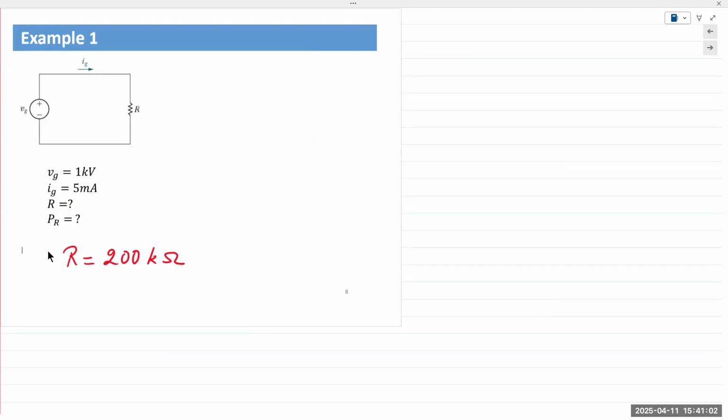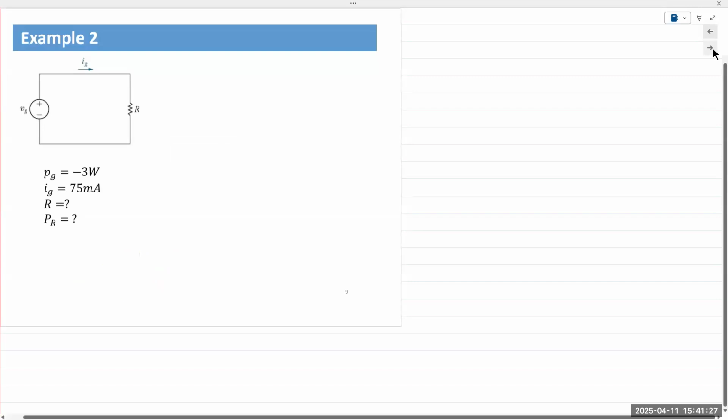Anyone? Five watts. Anyone else? I see one nod. Five nods, two nods, going once, twice, and sold for 5 watts. All right. How about this one?